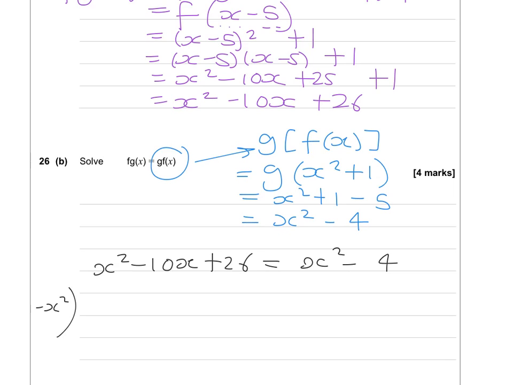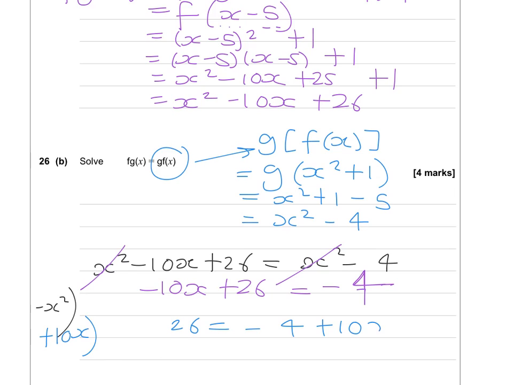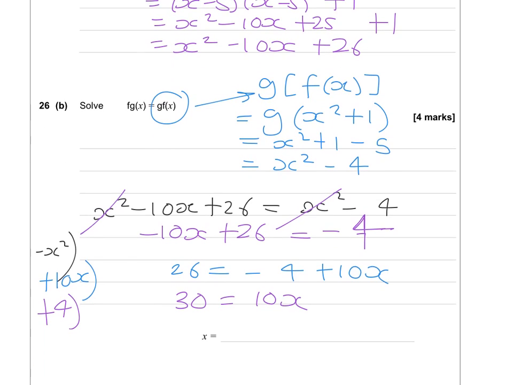Subtracting x squared from both sides leaves us with a much simpler equation, minus 10x plus 26 equals negative 4. Add 10x to both sides, 26 equals negative 4 plus 10x. Add 4, 30 equals 10x, and then very simply divide by 10, x equals 3.